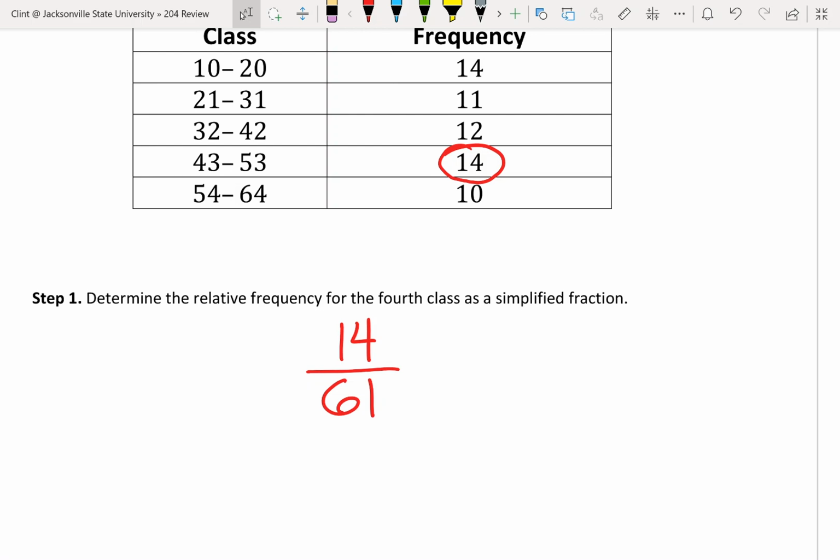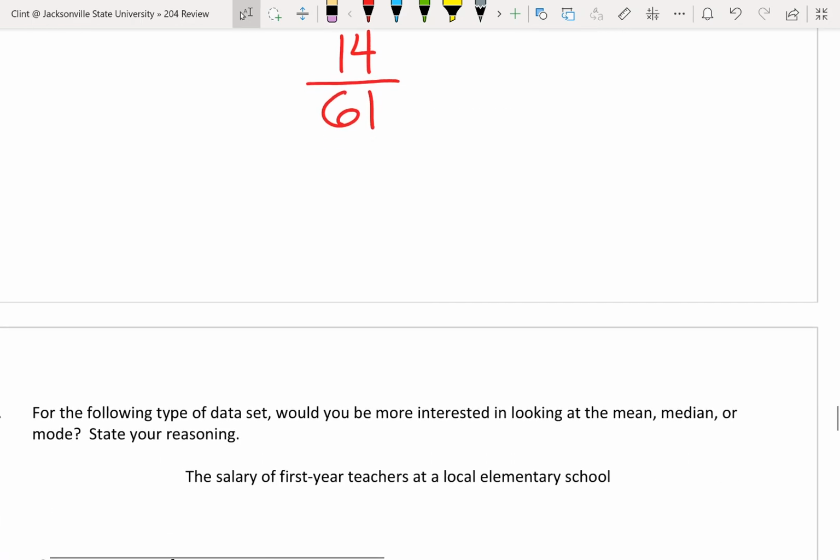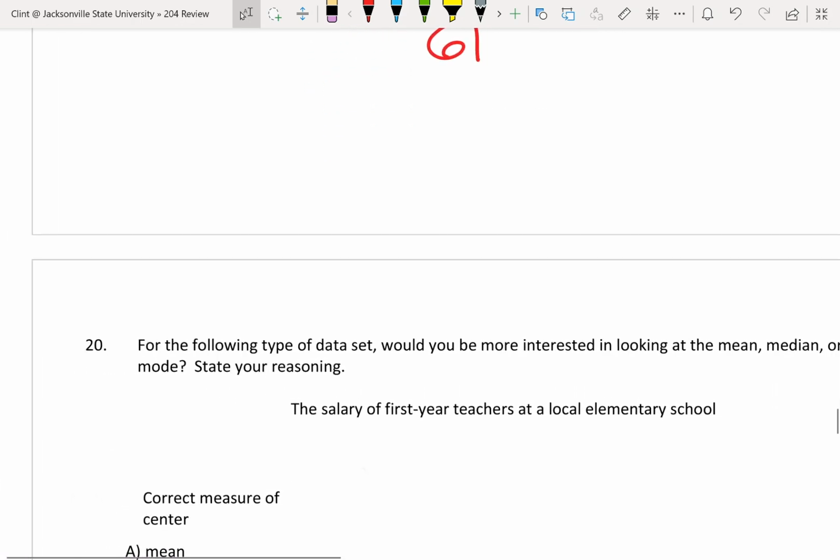Okay. Number 20. Almost done. We only got 23. So we're on 20.